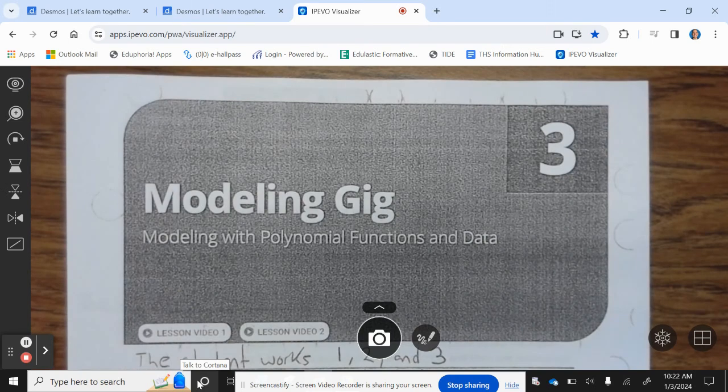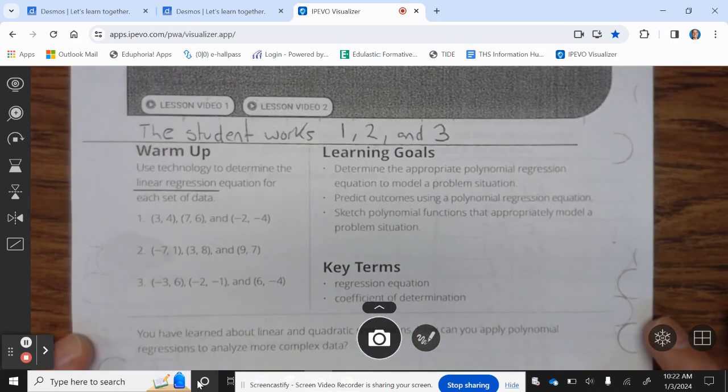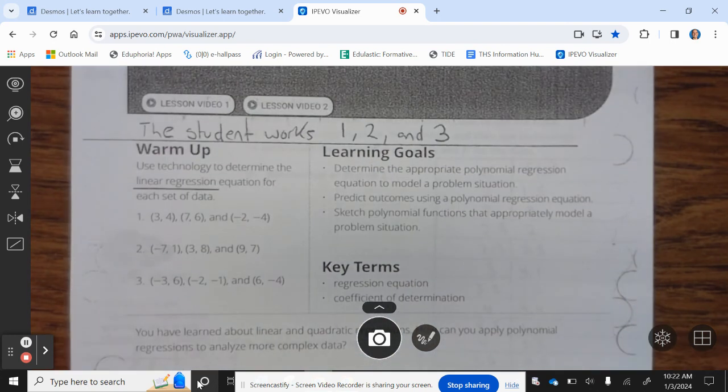Today we're at 3.1, modeling with polynomial functions and data. The student works 1, 2, and 3. Let's take a look at the next page.